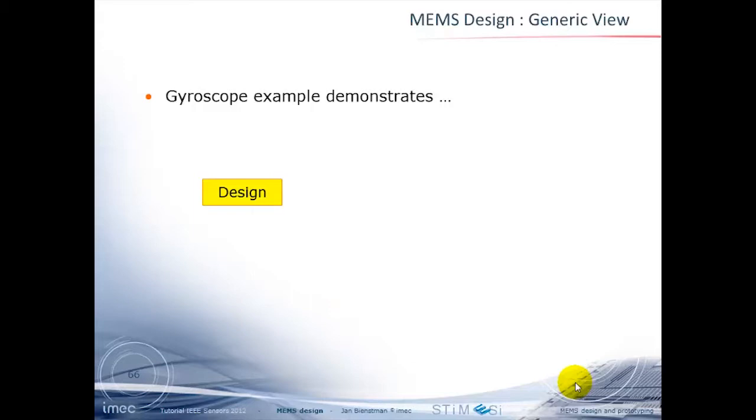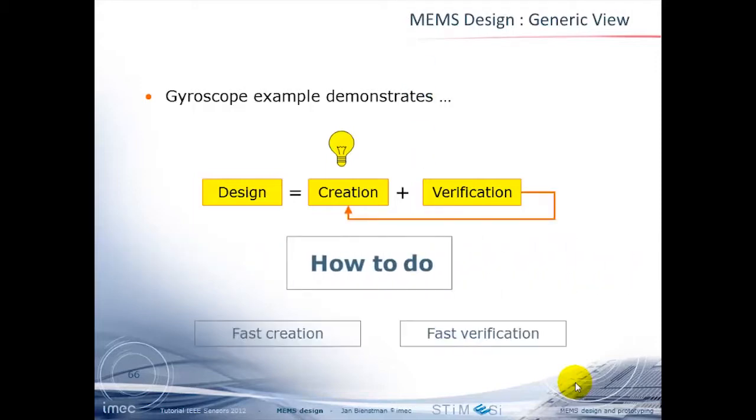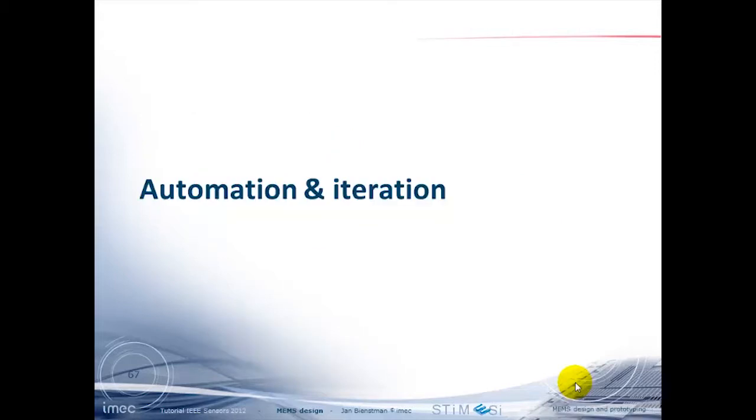So the gyroscope example demonstrates that my design has a creation phase and a verification, and actually how to verify changed how to mesh, and even how to mesh changed how to draw. So there's a lot of tedious drawing required. So in this loop, I will now focus my attention on this fast creation of geometries, and then the next phase will be about fast verification. So how to automate this?